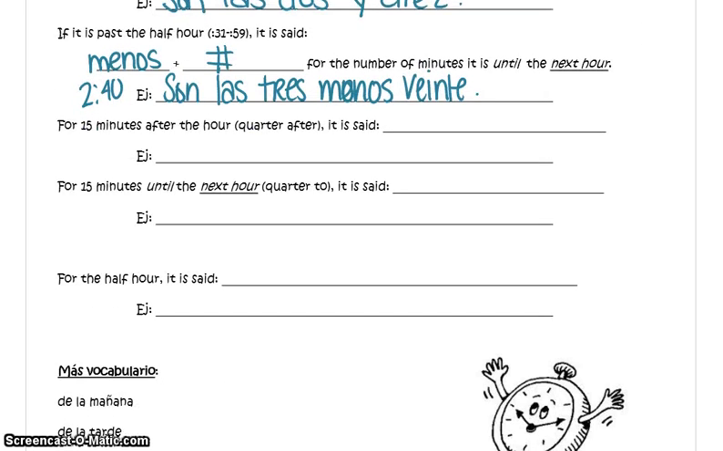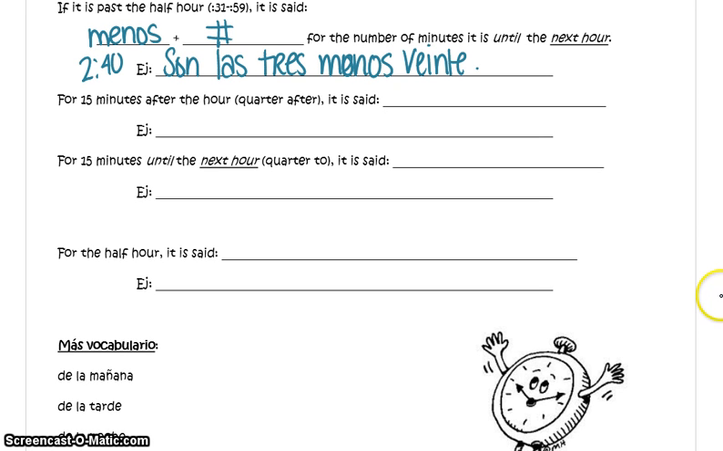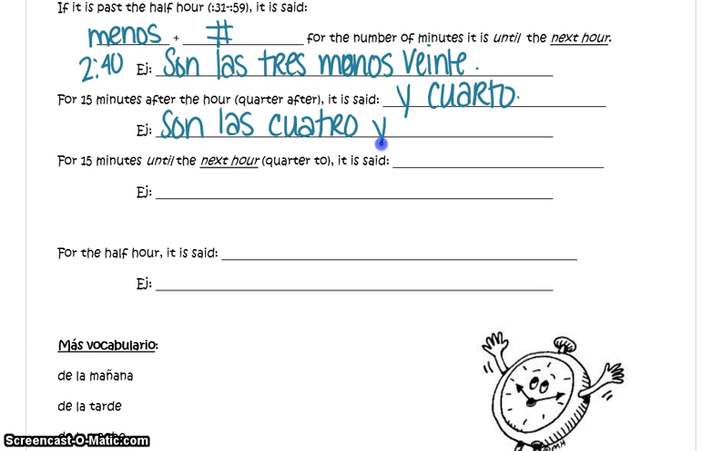Now we do have a couple phrases that we always use. So when we say it's 15 minutes after the hour, or it's quarter after, we say y cuarto. So for example, if we wanted to say that it is 4:15, son las cuatro y cuarto. Now be careful, this word cuatro and cuarto look very similar. The T and the R are just swapped. One means 4 and one means quarter. So please make sure that you are spelling and pronouncing those two words correctly.